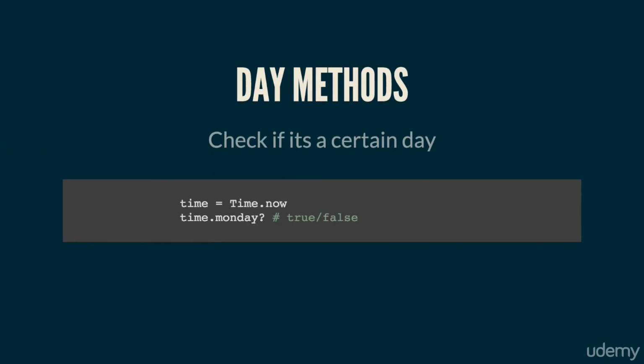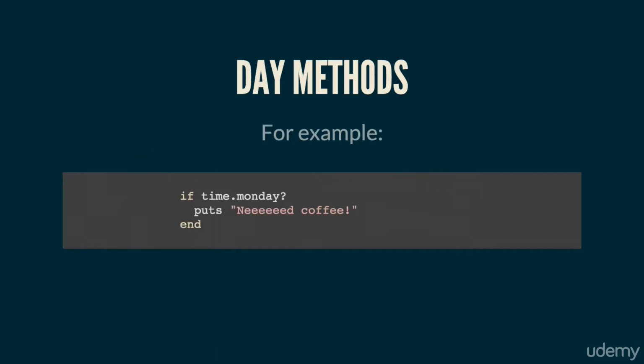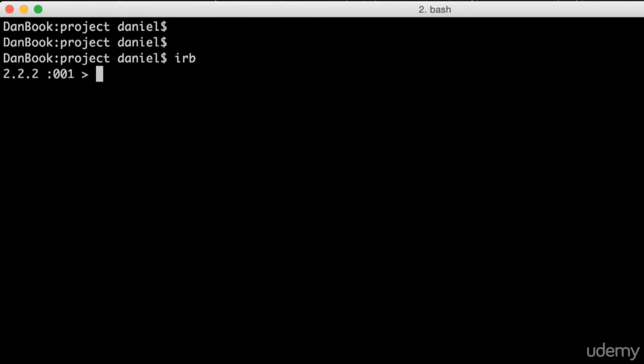There are also methods on Time. For example, there's a method called monday? with a question mark on the end. This will return true if the day is currently Monday or false otherwise. We might like to use it in this form: if Time.now.monday? puts "need coffee". So if it's Monday, we need coffee. Hey, I need coffee every day.